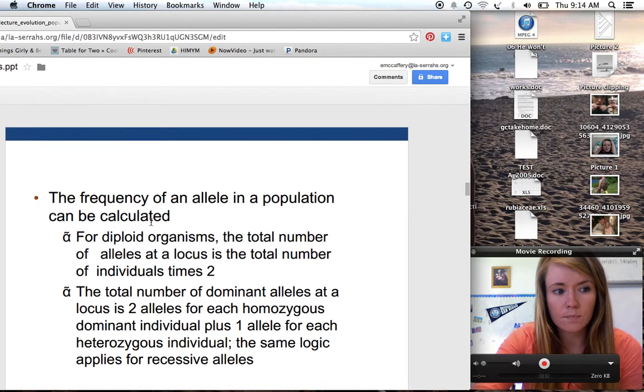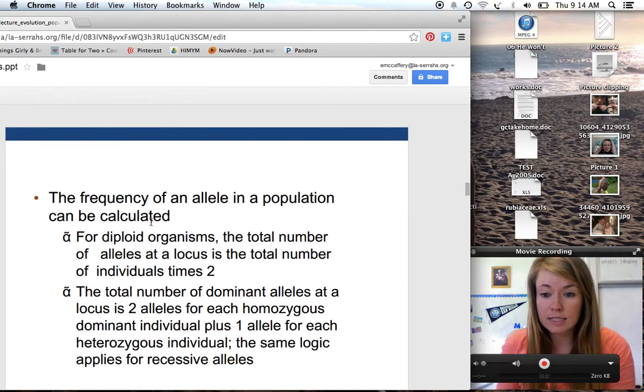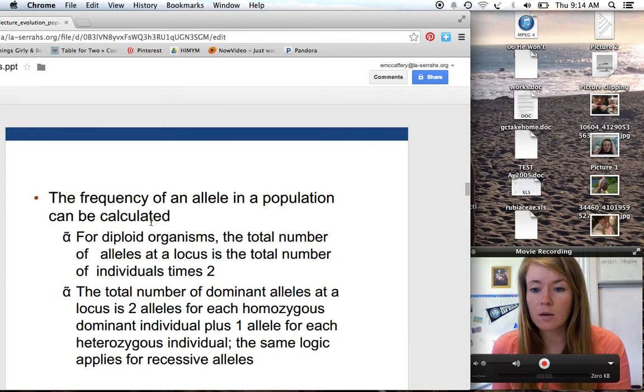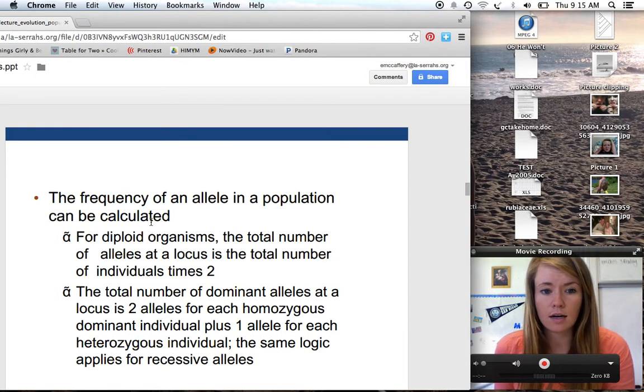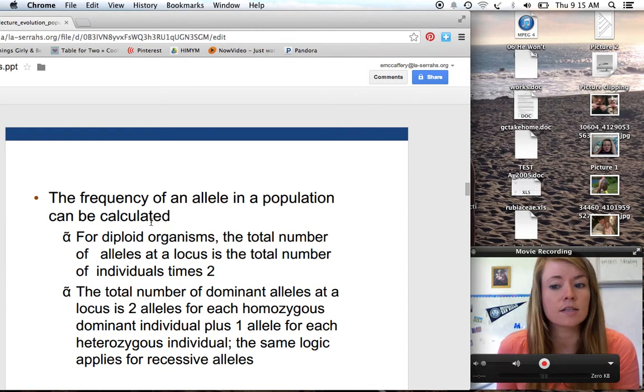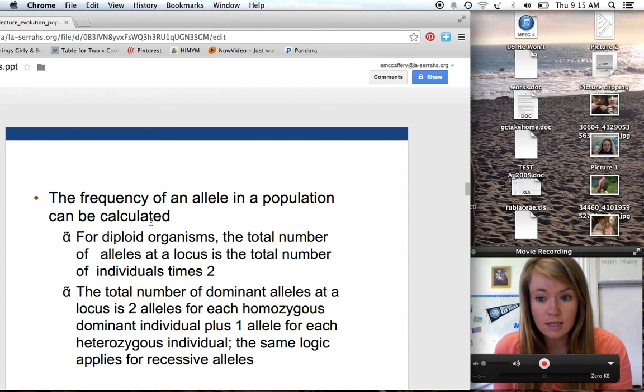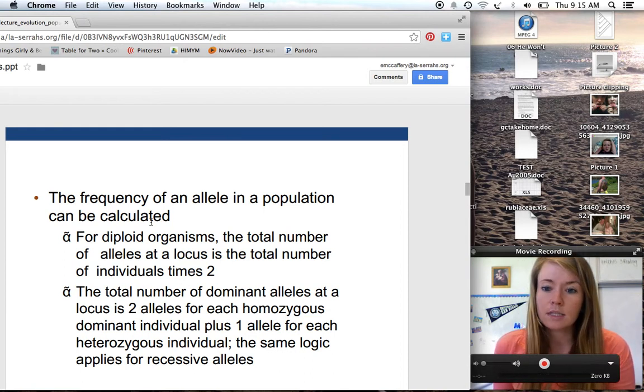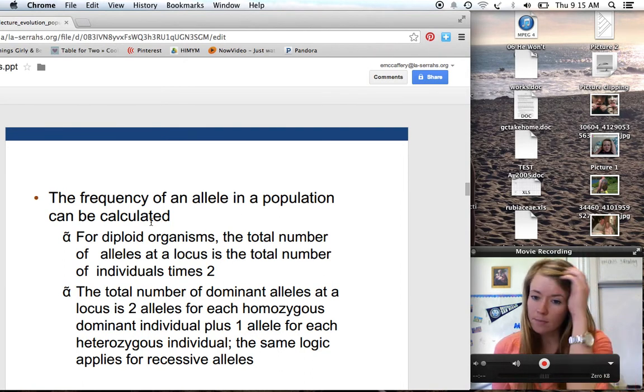So we can calculate the frequency of an allele in a population. So remember that if an organism is diploid, which are all the animals that we're going to be talking about, they have two copies of each allele. So if there's 1,000 individuals, then there's going to be 2,000 alleles in that population, because they're all diploid, they all have two copies of the allele. We can also calculate the number of dominant and recessive alleles by looking at the genotypes.